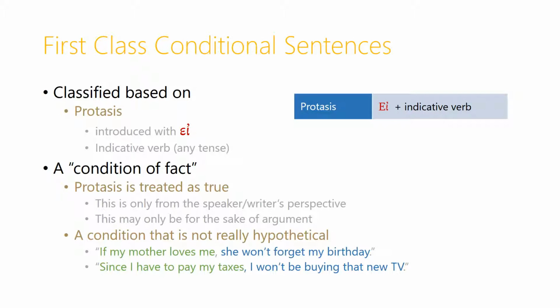Another example would be this. Since I have to pay my taxes, I won't be buying that new TV. Notice that I don't have to translate a first-class conditional sentence using if. I can also use since or because, given that the protasis is assumed to be true. Since I have to pay my taxes, that's a condition that I'm assuming is actually the case, then the result is I won't be buying that new TV.